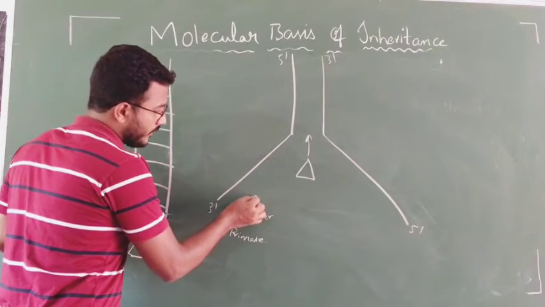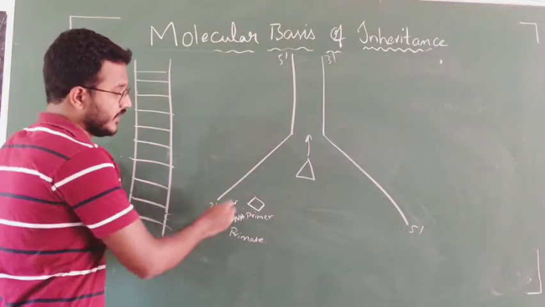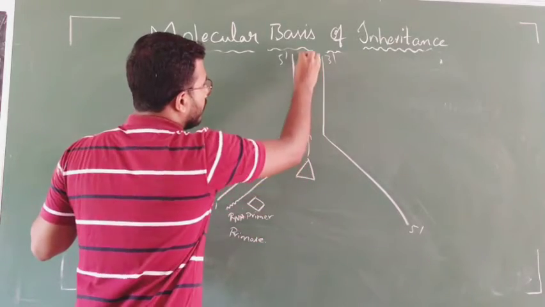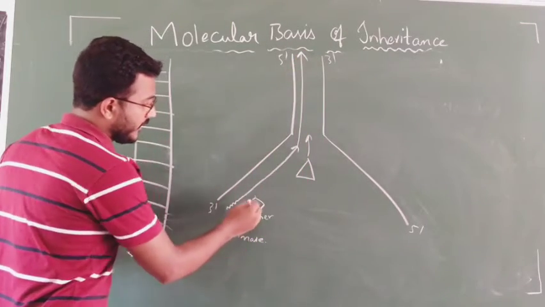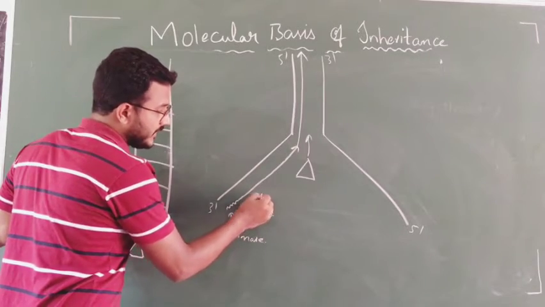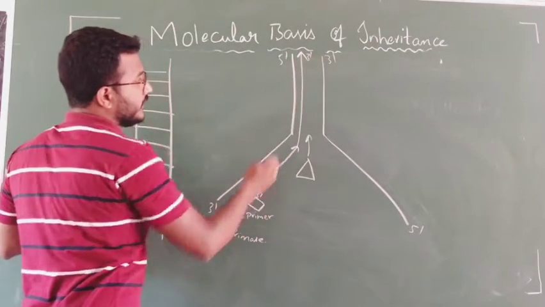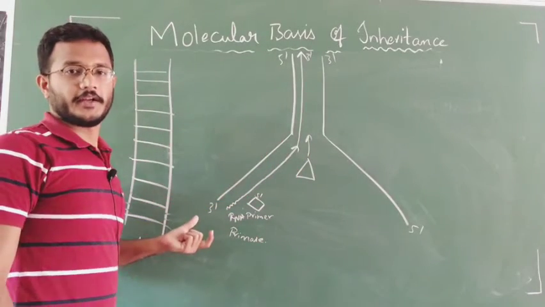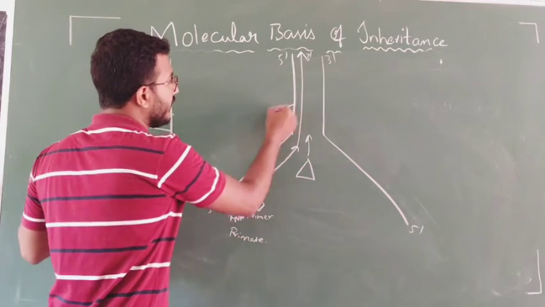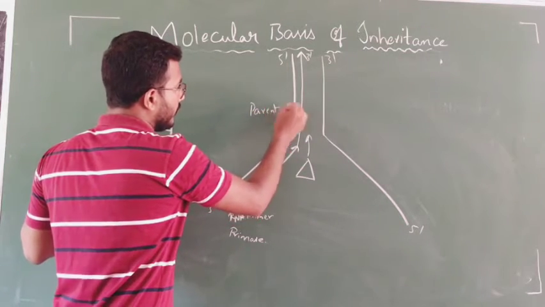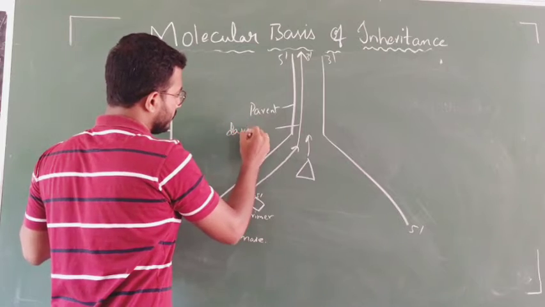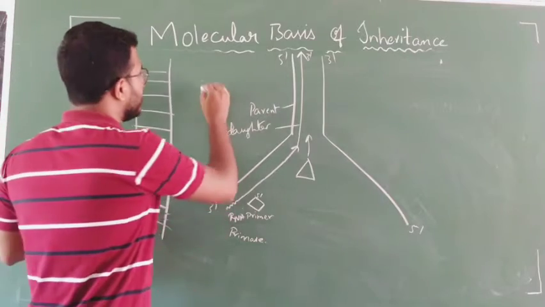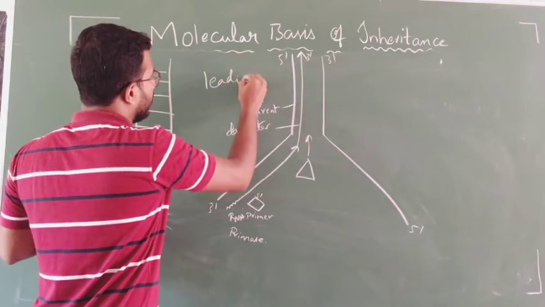Now the DNA polymerase will start its function and synthesize the new strand, slowly up to here. So the function of DNA polymerase is in the 5 prime to 3 prime direction. Now this entire strand will form as a new DNA molecule. This is parent, this is daughter. This is parent, this is daughter. And this strand is the leading strand.